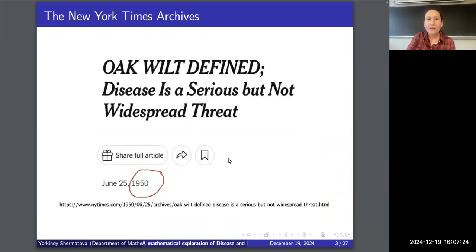This is from a New York Times headline from the 1950s. There's no digital version, obviously. It says oak wilt defined as a serious disease. Even then, they recognized that once the tree gets affected, it doesn't recover, it usually dies, but they saw it as not a widespread threat.